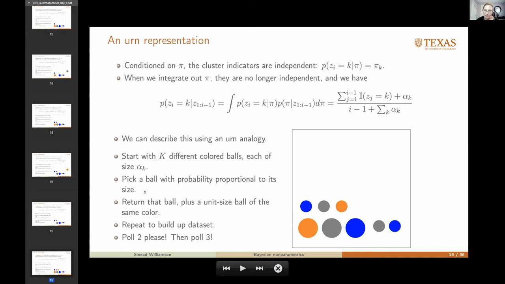Now, because I've returned to the picture, I can't see my Slido, so Rodrigo, I will let you tell me when we've got some answers. Yes, I will.